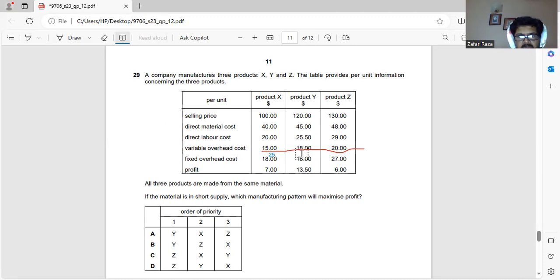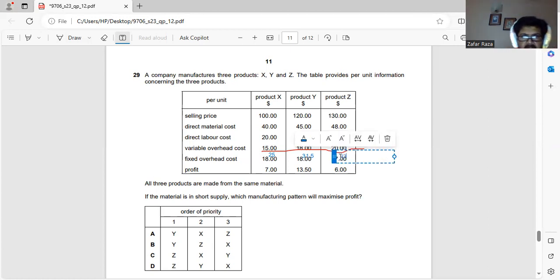So what about this? 120 minus 45 minus 25.5 minus 18. 31.5 is contribution. Okay. So what about here? 130 minus 48 minus 29 minus 20. That makes 33.